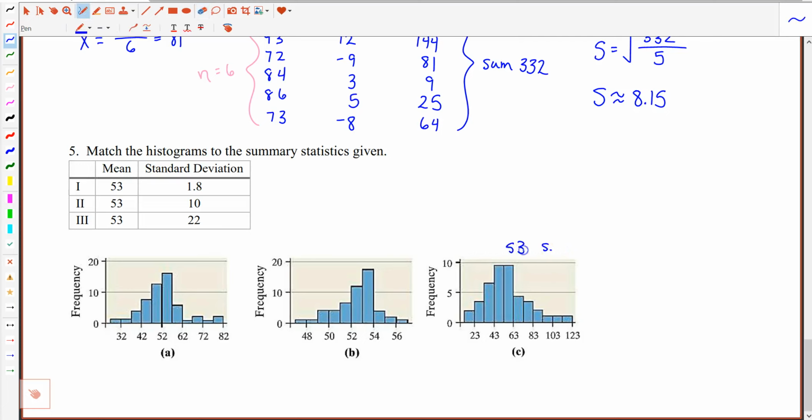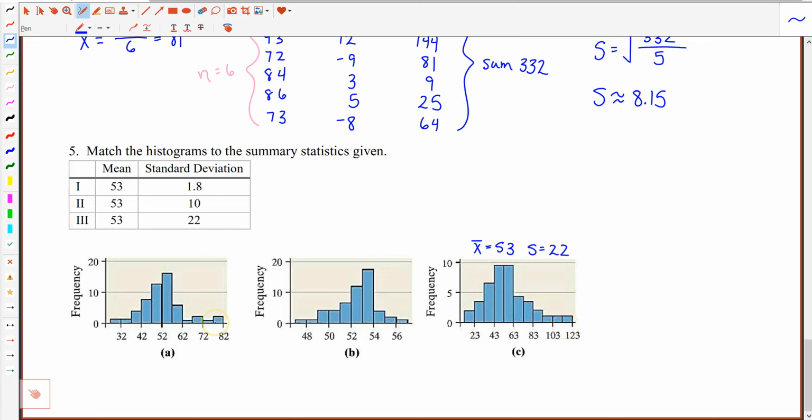Maybe let's use our notation that we've been practicing. For the mean, we'll notate it using x bar. And then the standard deviation is going to be 22. This one has the greatest variability in the data, as evidenced by the fact that the numbers on this axis have the largest spread.